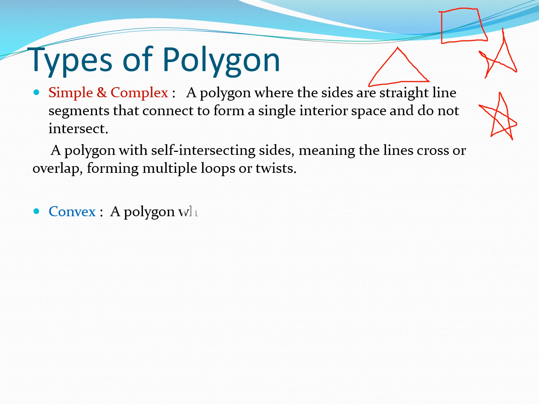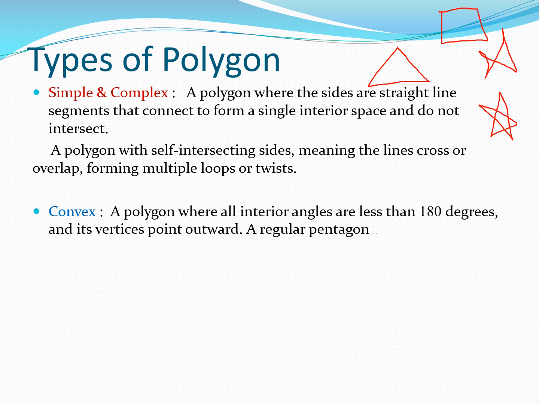Next is convex. What is a convex polygon? It is a polygon whose interior angles are all less than 180 degrees. Those polygons are called convex. Another point is that if we take pixels and make a line, the line should be formed within the polygon. That is called convex.